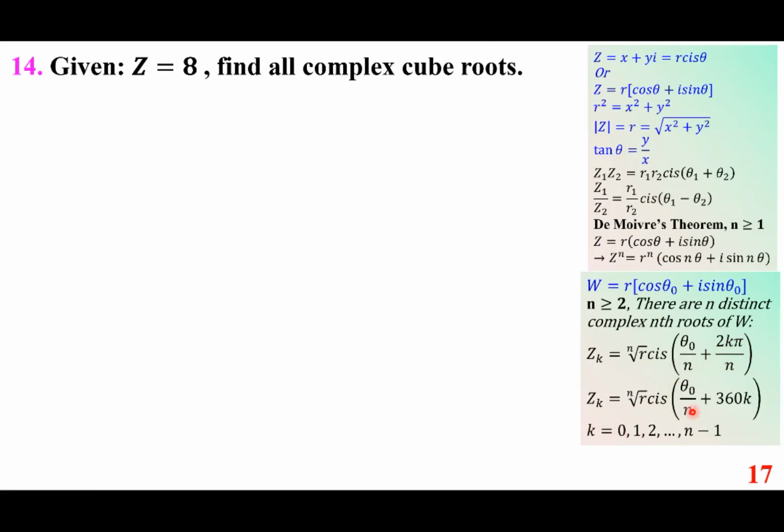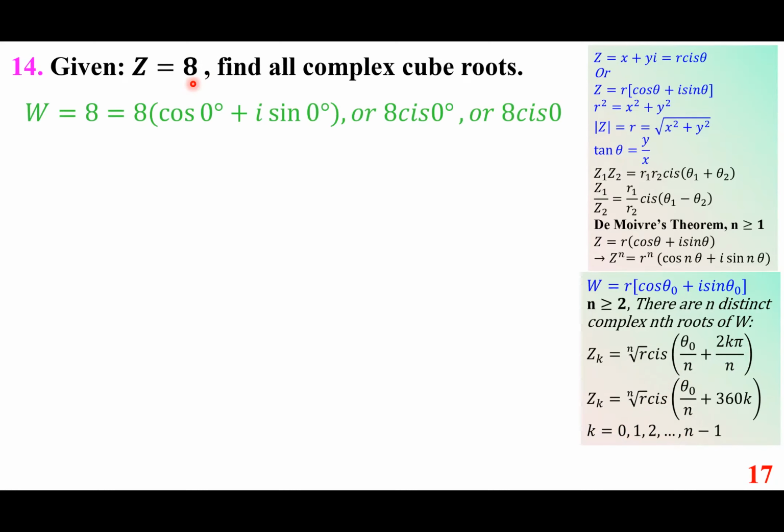As you know, any real number is in the form of r cis theta, where theta is 0. I want you to know z equals 8 is 8 cis 0. Z equals 2 is 2 cis 0. So that is the general case. Anytime you have a real part only, no imaginary part, that is your modulus or magnitude, with theta being 0 degrees.